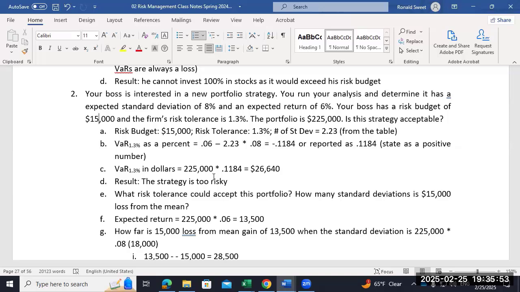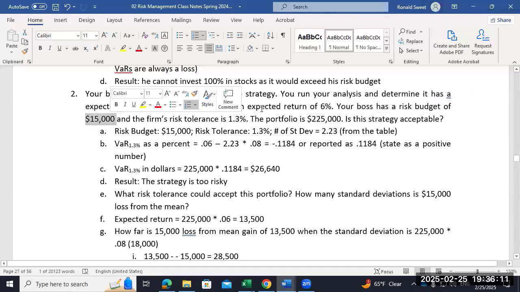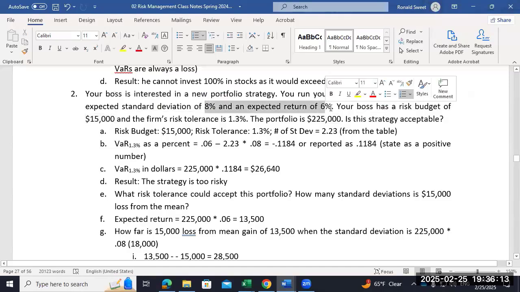We did this kind of stuff at USAA all the time. It's real simple stuff, but it does answer some questions quickly and give you some insights. So your boss has this new portfolio. Their risk budget's 15,000. Their portfolio is 225,000. So here the budget is in dollars, but we're calculating the VAR in percents. But it's real simple. Once you get to VAR, you just multiply it by $225,000, and it's pretty straightforward.